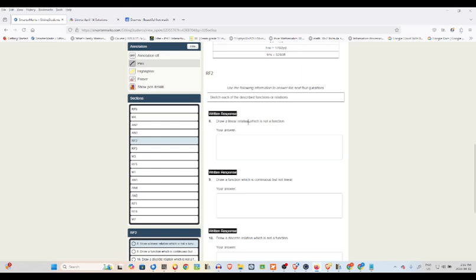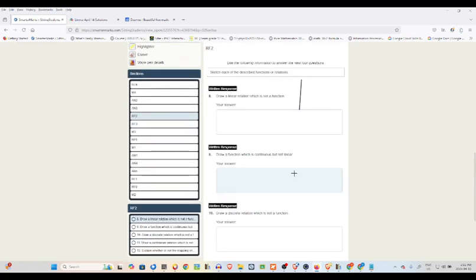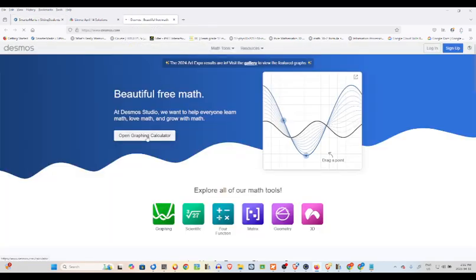How do you get a straight line that is not a function? That straight line has to fail the vertical line test. That function has to be a vertical line. There's no other way. A function which is continuous but not linear. Okay, we might as well plot these. So again, a vertical line, something like x equals 2, we'll do that.